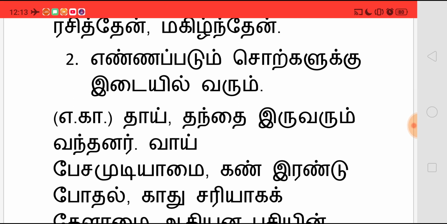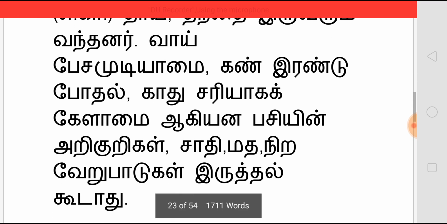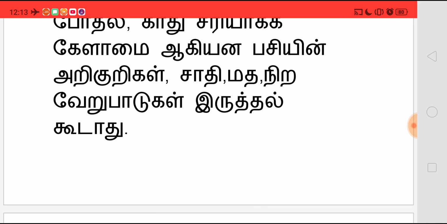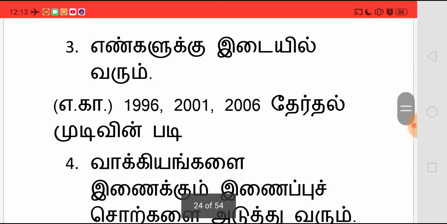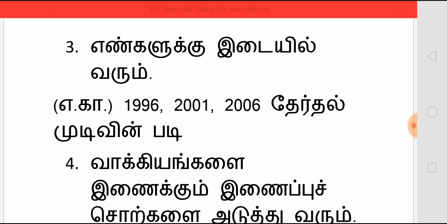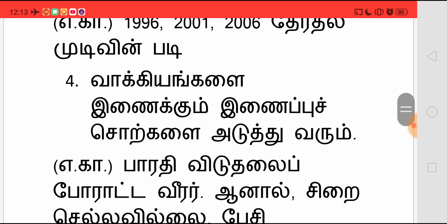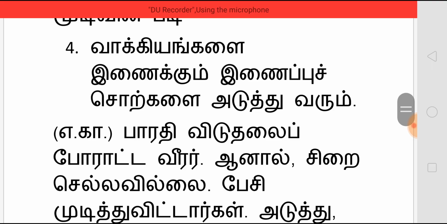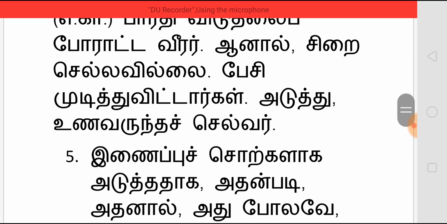And when we are saying many words together of the same type, that is தாய் தந்தை இருவரும் வந்தனர், வாய் பேச முடியாமை, கண் இரண்டு போதல், காது சரியாக கேளாமை ஆகியன பசியின் அறிகுறிகள். சாதி மத நிற வேறுபாடுகள் இருத்தக்கூடாது. And when you are writing numbers continuously, we use commas like 1996, 2001, 2006 election results are like this. And when you are connecting two sentences, we will use this like பாரதி விடுதலை போராட்ட வீரர் ஆனால் சிறை செல்லவில்லை, பேசி முடித்து விட்டார்கள், அடுத்து உணவருந்த செல்வர்.